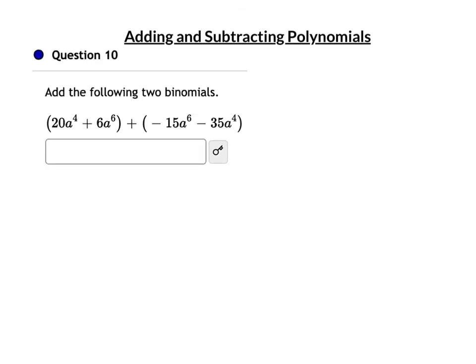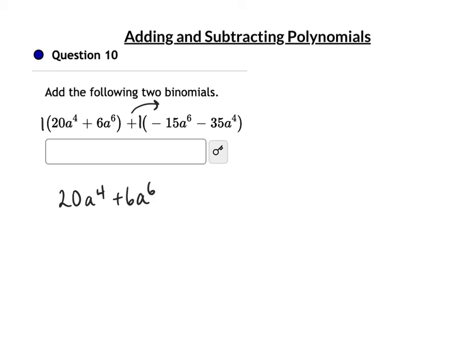Here we're adding two binomials. There's no number in front of those parentheses, but you could put a 1 if you want. You'd be distributing positive 1, which wouldn't do anything at all. In other words, these parentheses are just grouping. They don't do anything other than group. We can ignore the parentheses and just add like terms.